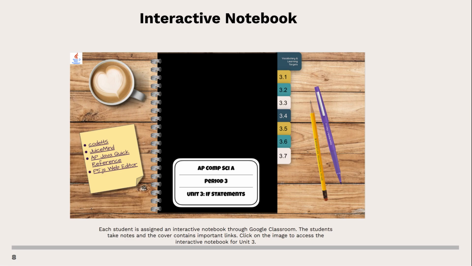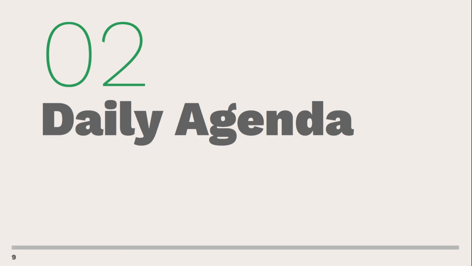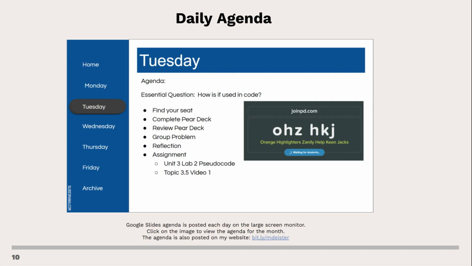In my teaching practice for each of my units, I have an interactive notebook. If you click on the interactive notebook image, you can see an example. I also have a daily agenda. You can go to my website and see the daily agendas that I post. This is an example of one that we started Unit 3 Lab 2 for.